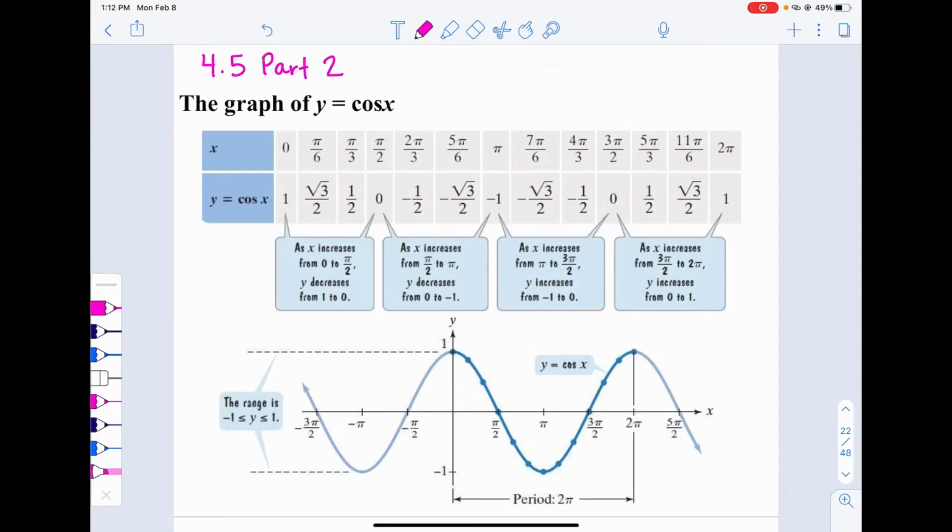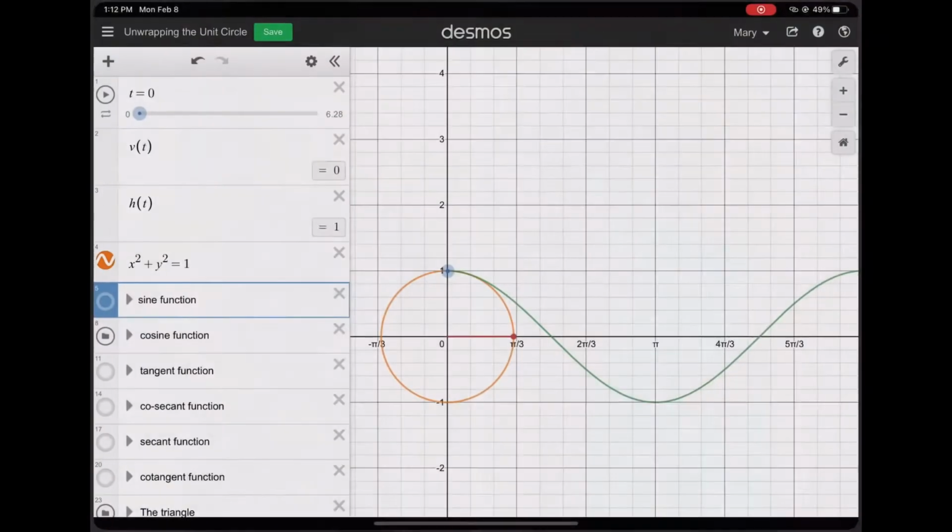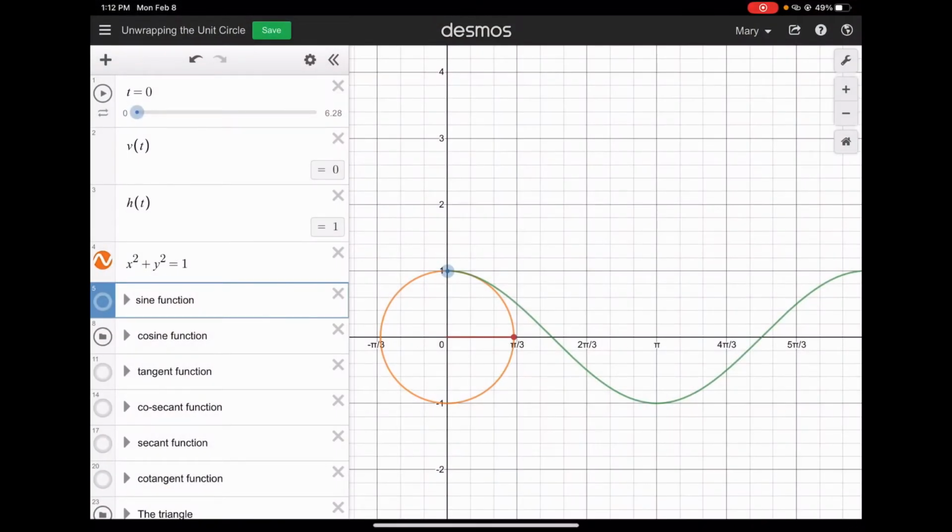Looking at section 4.5, part 2, this time we're going to look at the graph of y is equal to cosine of x. So similarly to what we looked at yesterday, we checked out what happens with our sine function as our point travels around the unit circle. What happens with our cosine function as our point goes around the circle? This time when we are at 0, our cosine function is at a positive 1.